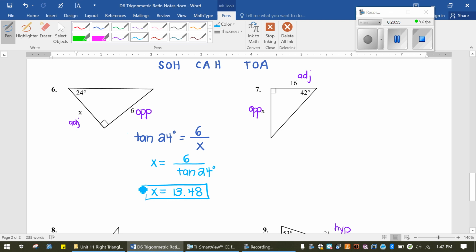All right, moving on to number 7. So from this 42-degree angle, it's opposite and adjacent. Opposite and adjacent is again tangent. So tangent of 42 degrees is opposite over adjacent. Okay, so our variable is in the numerator, so this is like number 4, where we are going to multiply both sides by that denominator to get x alone. So 16 times the tangent of 42 degrees is what you enter into the calculator.